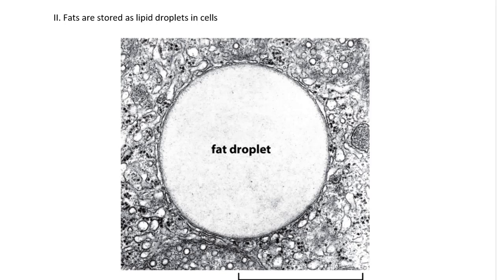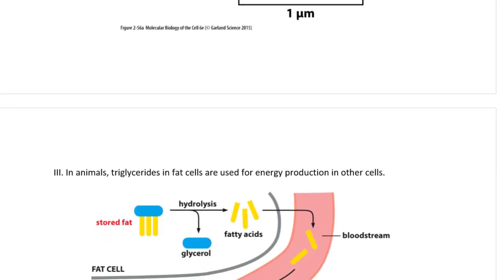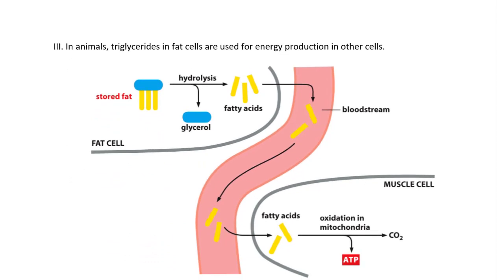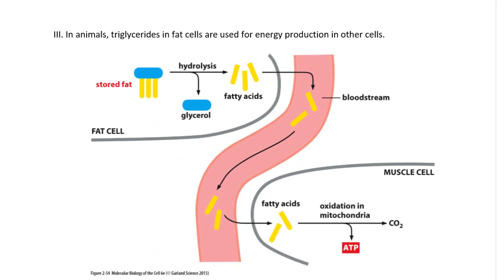In certain cells, there's more fat droplets than others. For example, fat cells have a lot of fat droplets in them because that's their primary job of storing triglycerides. Now, triglycerides are a really good source of energy. In animals, triglycerides in fat cells are used for energy production in other cells. So the triglycerides are hydrolyzed.